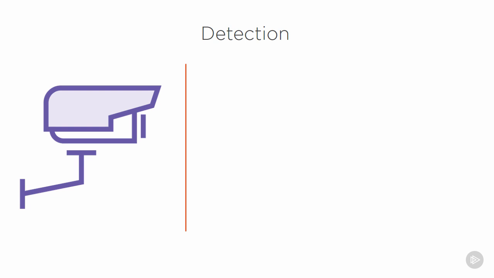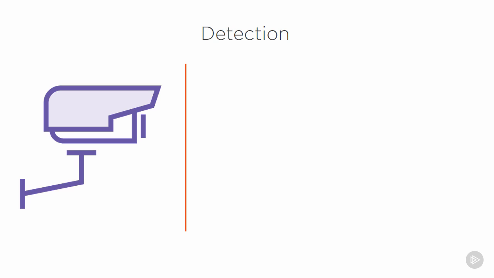There are 5 primary stages associated with vulnerability analysis. These include detection, identification, analysis, reporting, and mitigation. Let's take a brief look at each of these, starting with the detection phase.